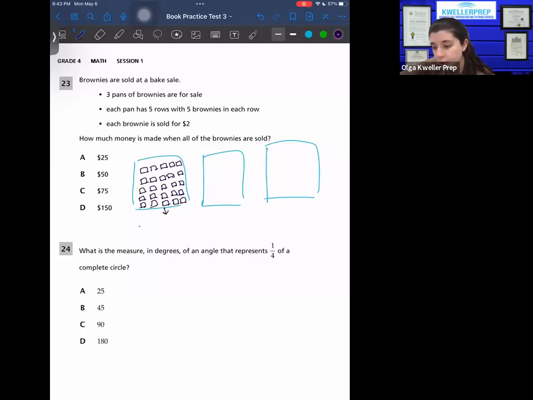25, excellent, right? So 5 by 5 gives me 25. And I'm selling each brownie for $2. So each of these 25 brownies, I'm going to sell for $2. So I'm going to multiply that by $2. So how much money am I going to make if I sell all the brownies on just one pan? 50, right? So 25 times 2 is 50. But I've got 3 pans, right? 1, 2, and 3. So the last thing that I have to do is multiply 50 by 3 to give me my total amount of profit that I'm going to make, which is 150.